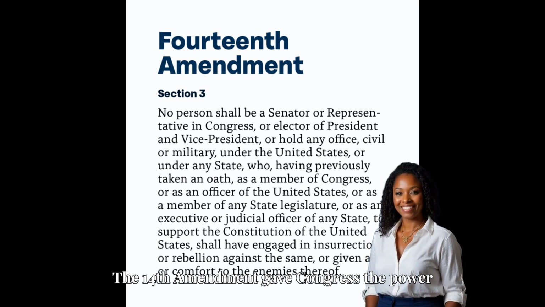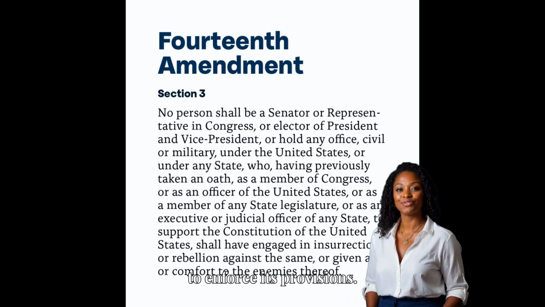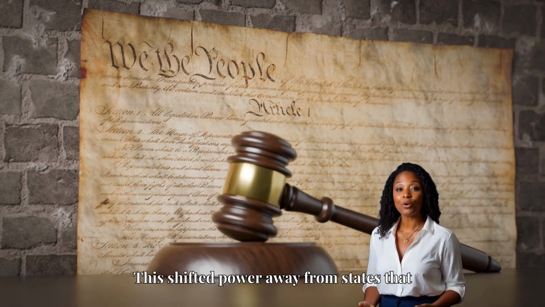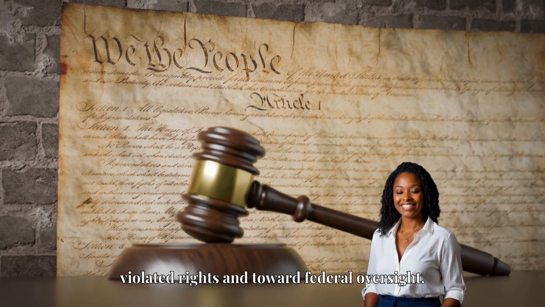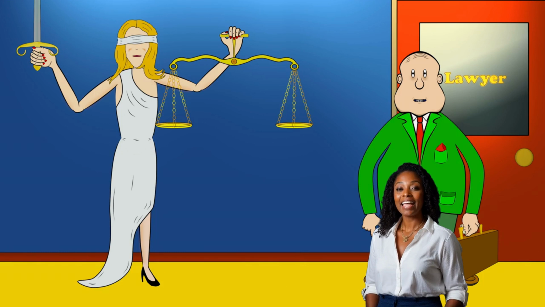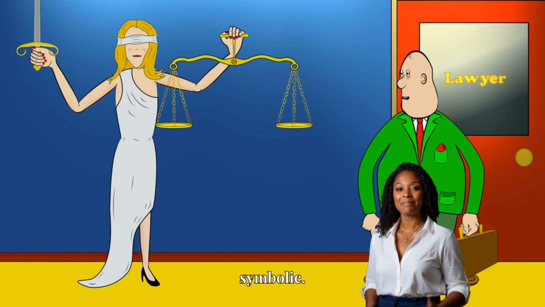The 14th Amendment gave Congress the power to enforce its provisions. This shifted power away from states that violated rights and toward federal oversight. It made civil rights enforceable, not symbolic.